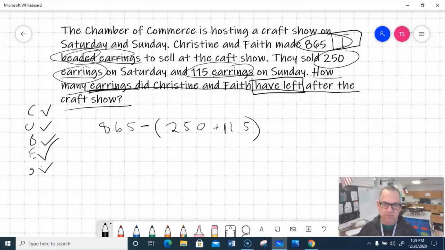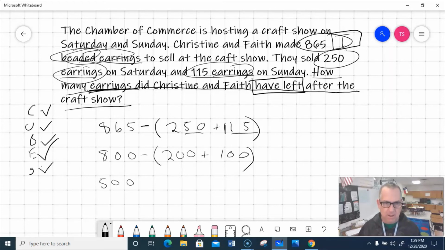I can group some things together right here. I see 50 and 15. I know 50 and 15 is 65. So I could take 65 away from 865 real easy. That would be 800. And that would still leave 200 and 100. And I can group 200 and 100 together really easy. That is 300. And it's easy to take 300 away from 800. That would be 500 left. So that means they have 500 earrings left. That's pretty easy. We did that in our head. That's a problem you could probably do in your head.